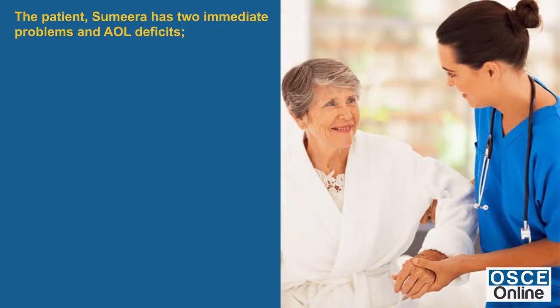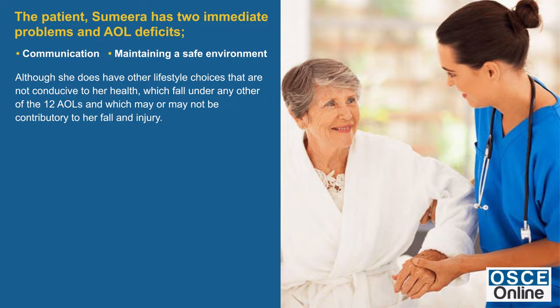The patient, Sumira, has 2 immediate problems and ADL deficits: communication, and maintaining a safe environment. Although she does have other lifestyle choices that are not conducive to her health, which fall under any other of the 12 ADLs and which may or may not be contributory to her fall and injury.